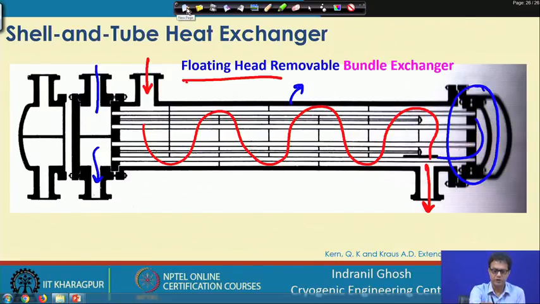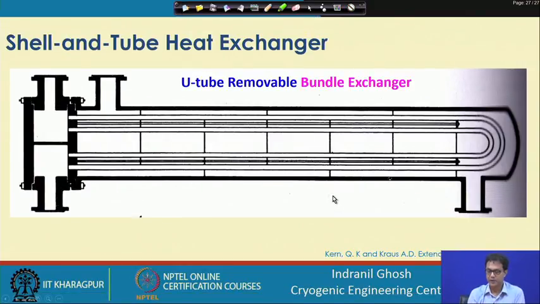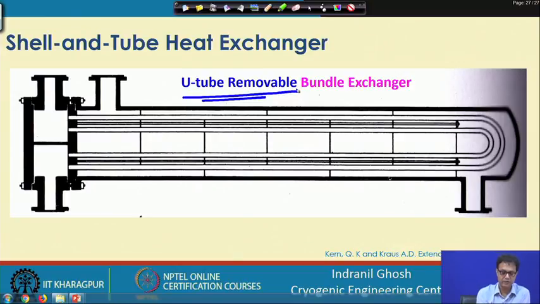So, they are not rigidly fixed with the tube side, and this is how it looks like. Then we have another common type, which we call the U tube removable bundle. This is one of the simplest geometries that is possible. Here the shell side fluid, as usual you can see, depending on the baffles, will enter here and come out from this end.